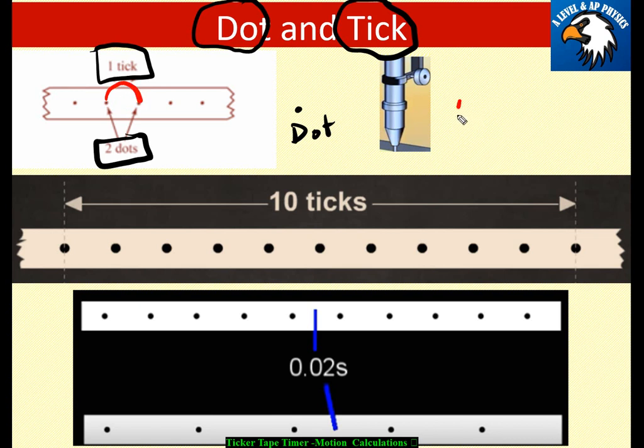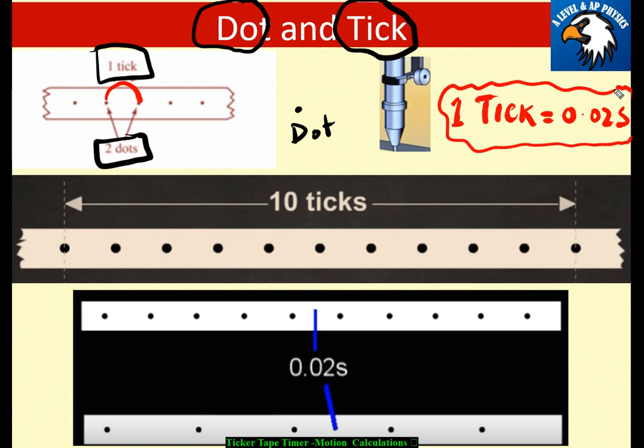So one tick is equal to 0.02 second. This is a very important point, and you need to be very clear about this one. In the next calculation, I will be talking about tick. So you have to understand, if I say one tick, it means I'm saying the time interval is 0.02 seconds.